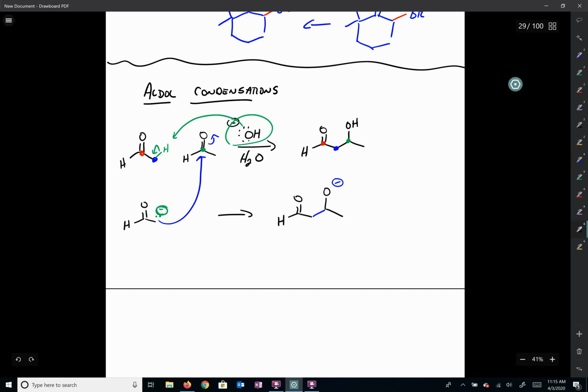And then the water, this picks up a hydrogen from water, so we can just color code that red. I'm just going to skip that part. I think you guys understand about protonation at this point. So there we go. There's that. This is reversible, though, right? This is reversible.